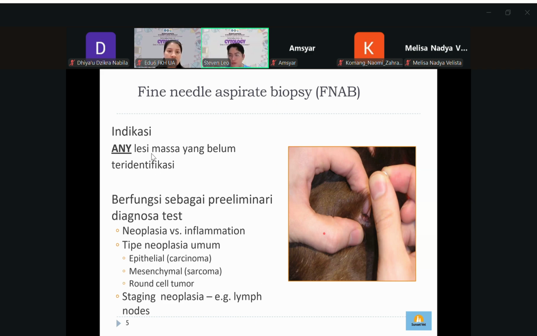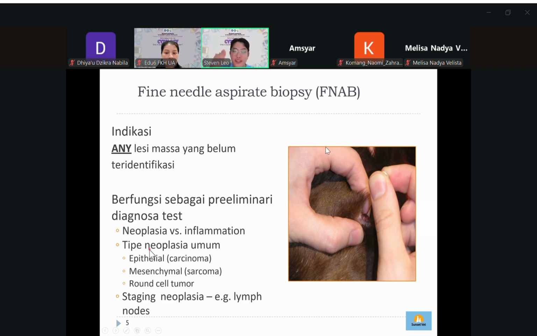So what's the function of fine needle aspiration? Just to make sure whether it's typically inflammation or neoplasia. For neoplasia, you can tell whether it's epithelial, mesenchymal, or round cell. I do believe for my juniors who are still in college, you still have a long way to go to differentiate this, but let's say the basic thing.